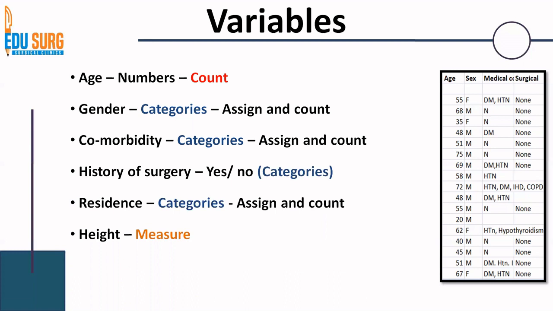Now, when we come to variables such as height, we know that we measure height, right? So it is a measurement. Similarly, weight is a measurement. So I've used three different colors. Of course, that means that there are some different types of variables based on what we do with them. One is count, one is categories where you assign your data to particular categories, and the third is where we measure, right?